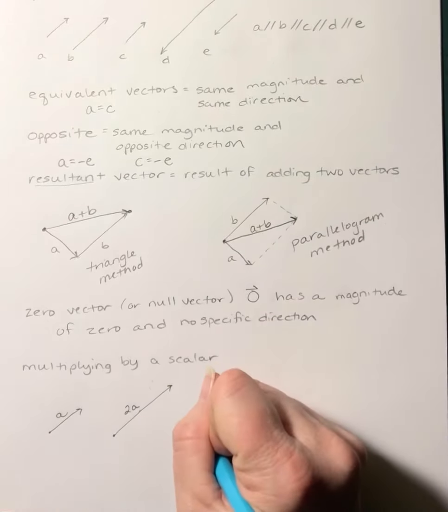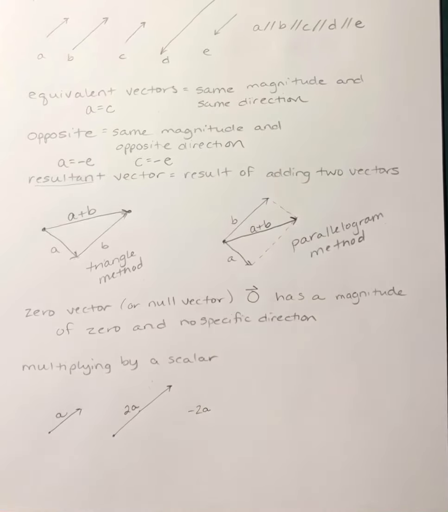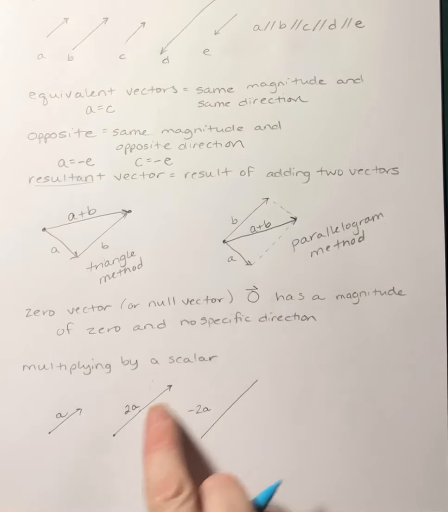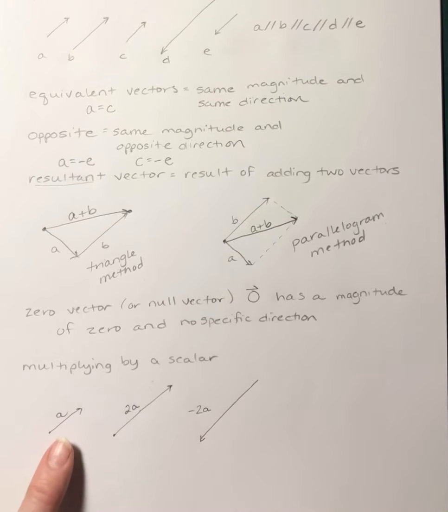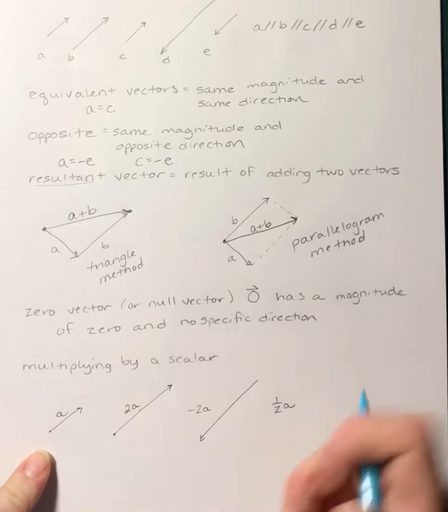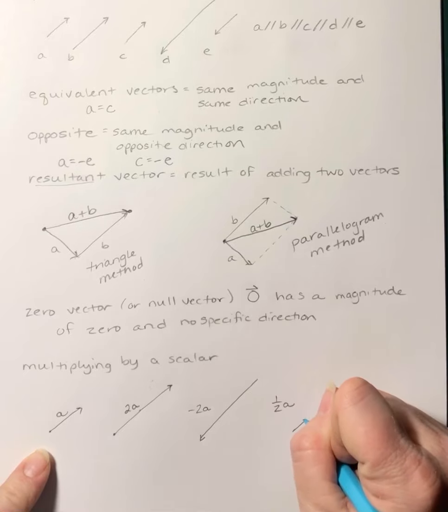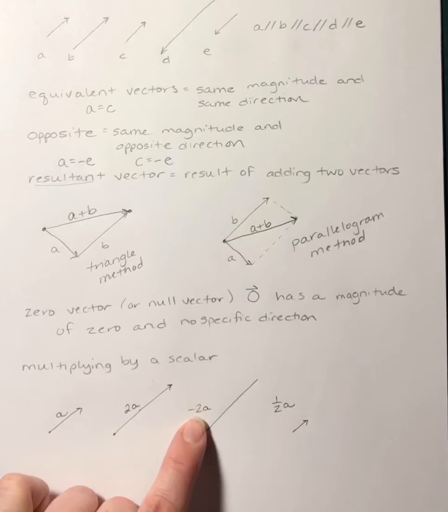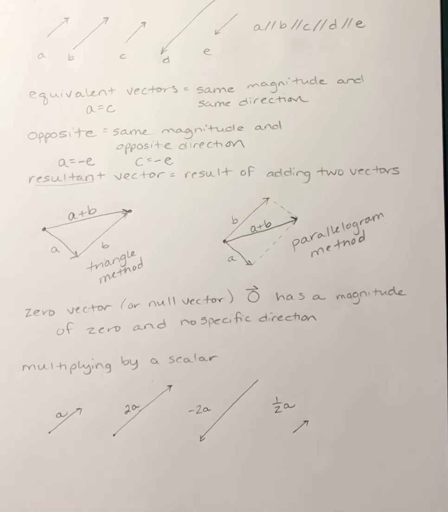If I multiply by a negative, the length is still going to be twice as long, but the negative changes my direction, and so my vector is going to change direction. So multiplying by a positive scalar just makes it longer. Multiplying by a negative changes the direction. And if I did a fraction, if I did 1/2, it's going to make it half as long. So we'll say 1/2A. But the direction does not change unless you multiply by a negative, and then they're all still going to be parallel.